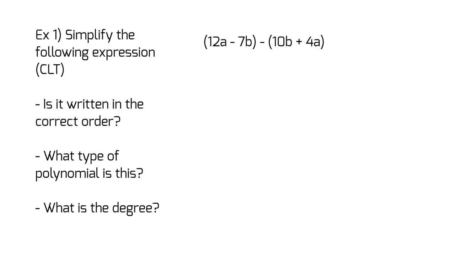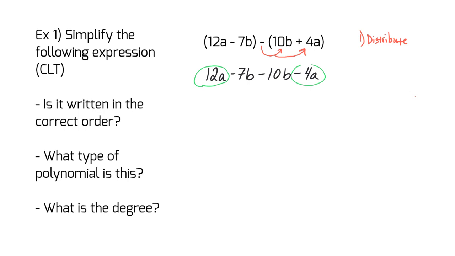Combining what we learned in our last video, we are going to simplify this expression, write it in the right order, figure out what type of polynomial it is, and what is the degree. Since we have brackets, the first thing we're going to do is distribute. Nothing in front of the first bracket means I can leave it alone, but there is a negative in front of the second bracket, so I do need to distribute that. After I've distributed, I need to collect my like terms. I begin by putting my a's together, and then by putting my b's together and simplifying.